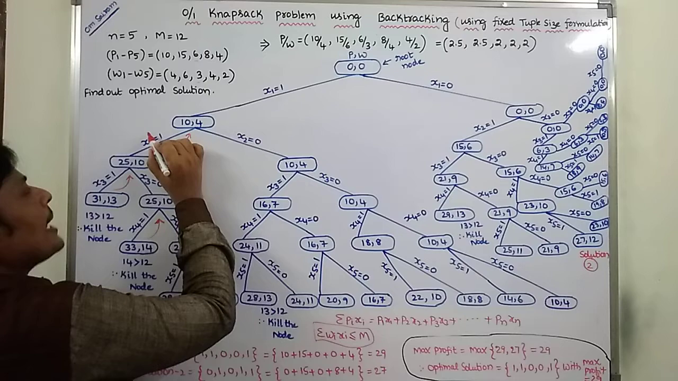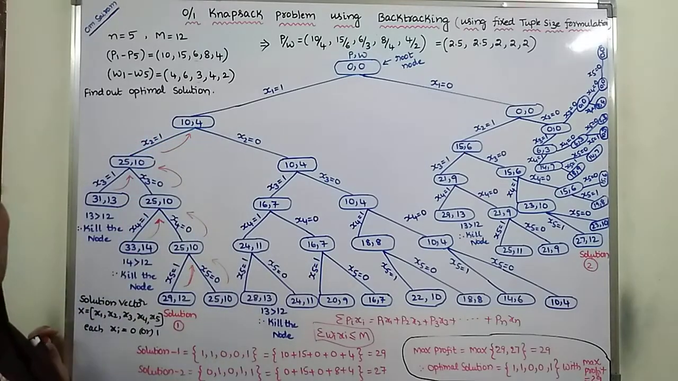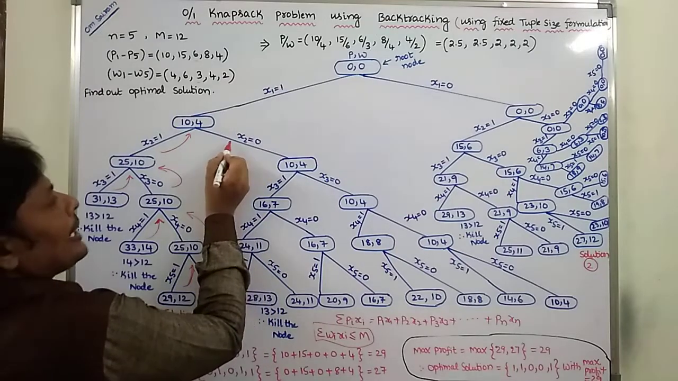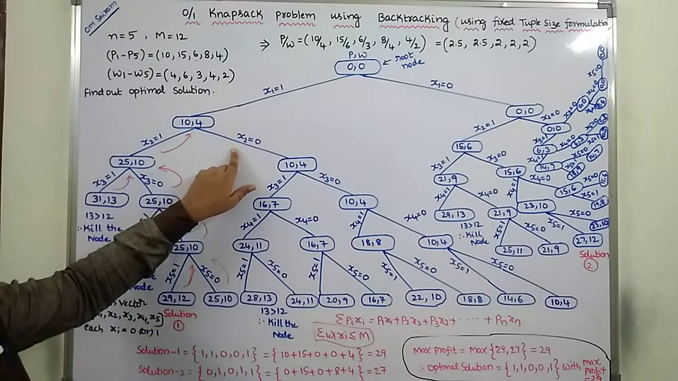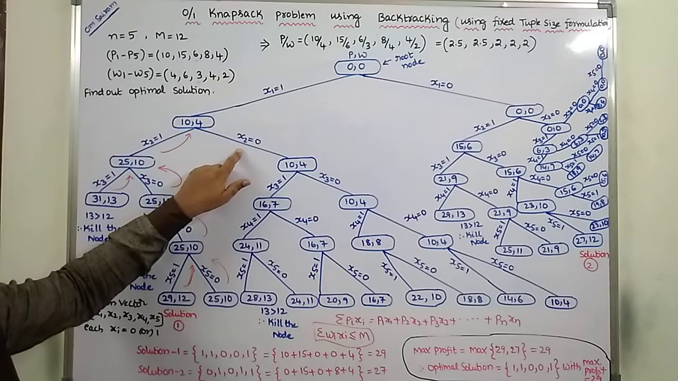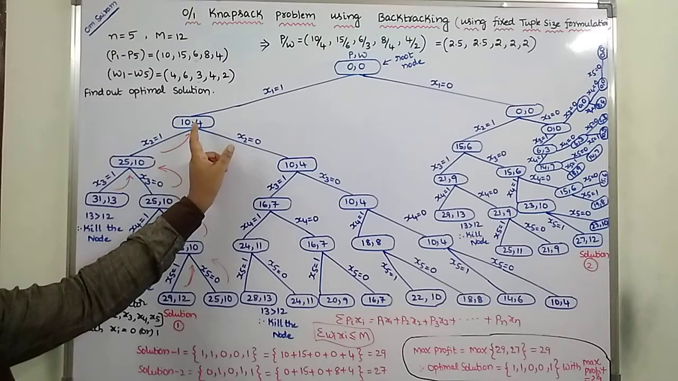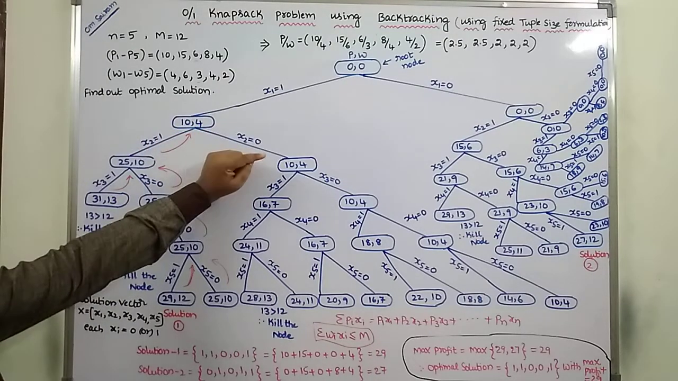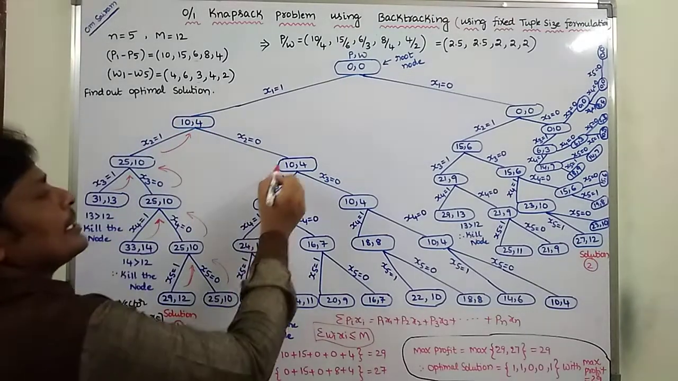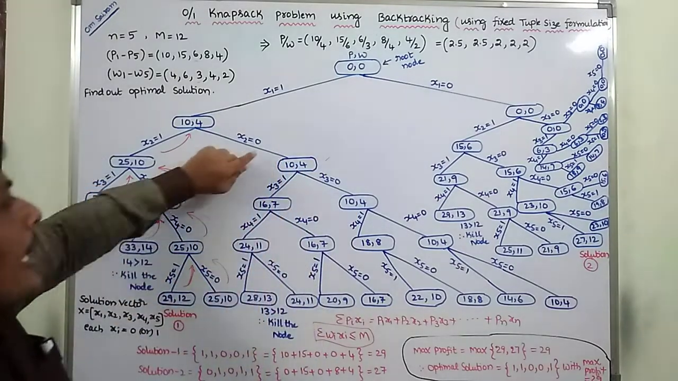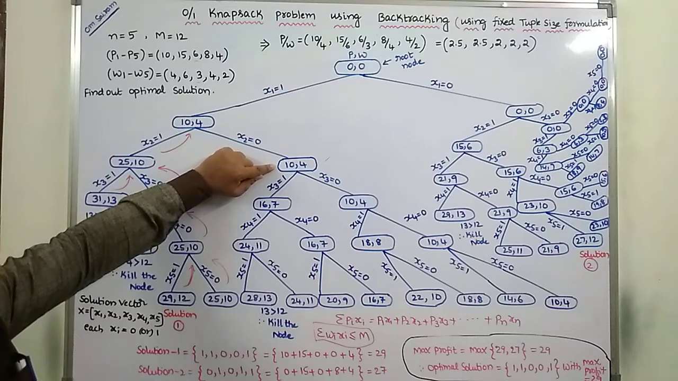Here on the left-hand side x2 is equal to 1, on the right-hand side x2 is equal to 0. x2 is equal to 0 means the second object is not considered. Whenever the second object is not considered, whatever the p comma w values are there, those values are written the same. So that is 10 comma 4. After completing the second object, the p value is 10 and the w value is 4.